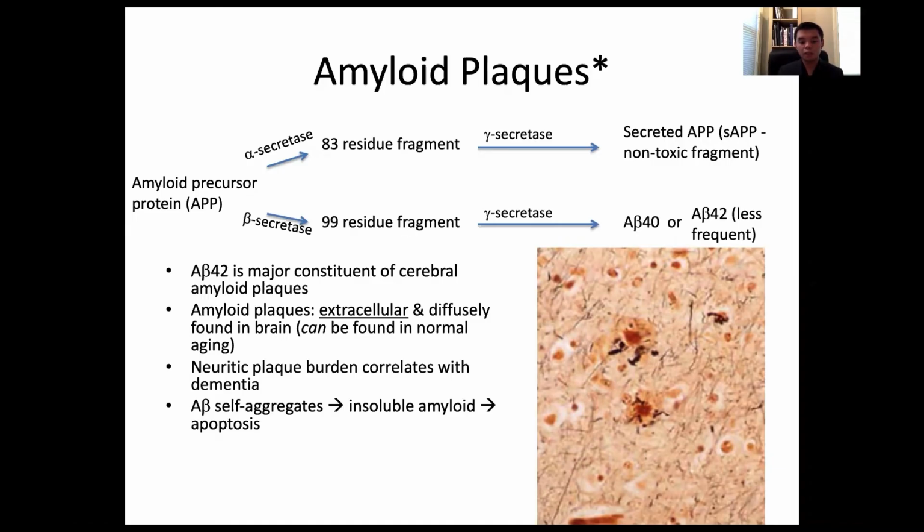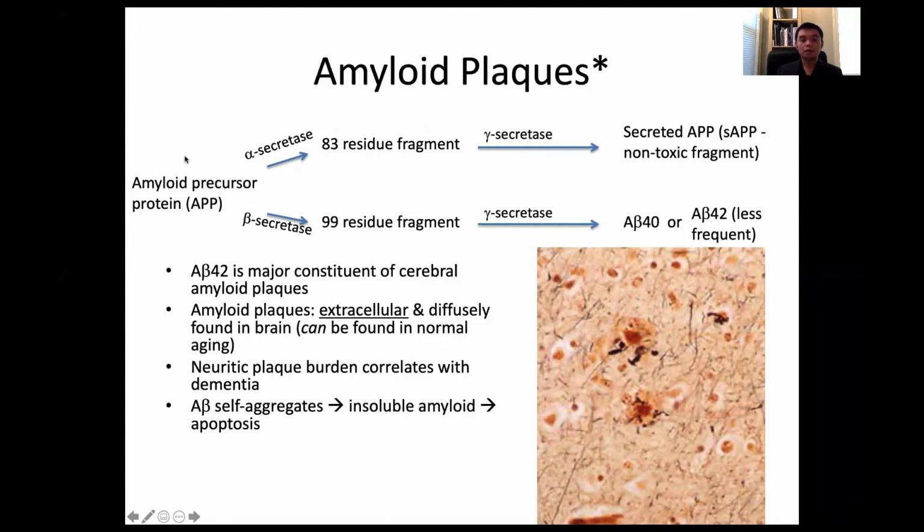So plaques in general can be seen in normal aging, but there's very specific types of neuritic plaques that can be associated with dementia. So the more of these neuritic plaques that you might see, the higher chance of having a clinical dementia.